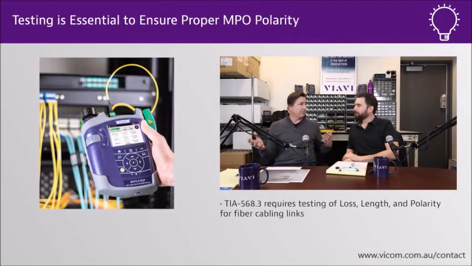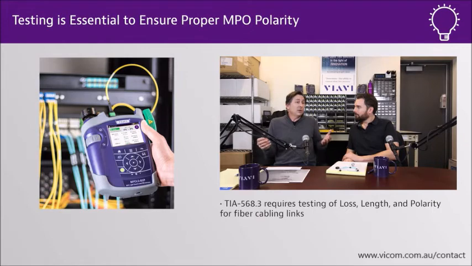So the takeaway is that you need to test it. If you're building an MPO link, you need to verify that the link has its correct polarity. It's in 568, since this is duplex connectivity. One of the things you're verifying with this test is loss, length, and polarity, that you're routed correctly. So you've got to test it when you're building a link.